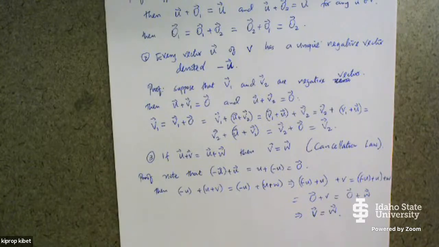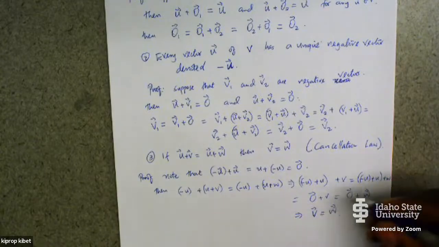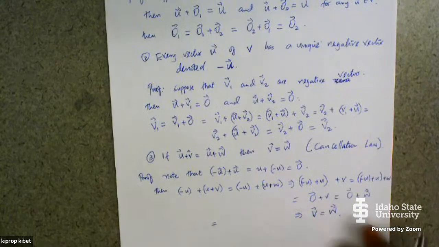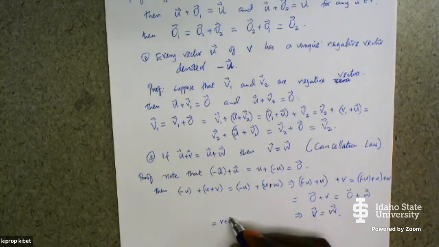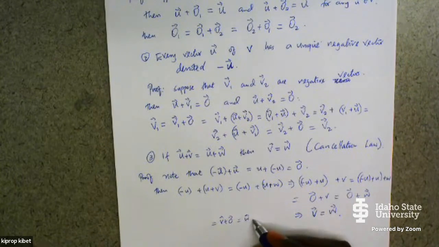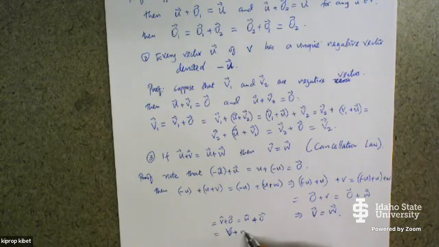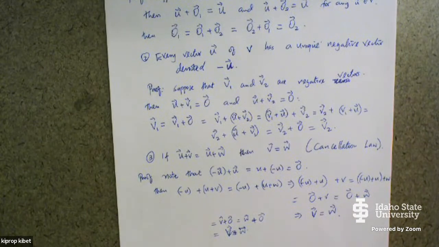We can do it on the right as well. On the right, we just put the negative right here, and it commutes, so it is the same thing. In this case, v plus the 0 vector equals w plus the 0 vector, which means v equals w. So you do it on both sides. Okay. Any question up to that?